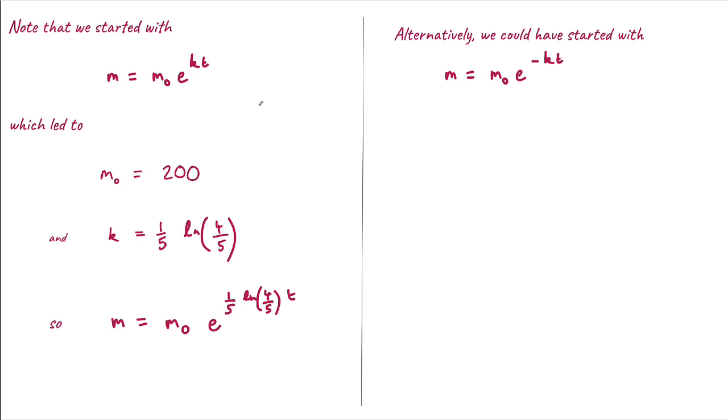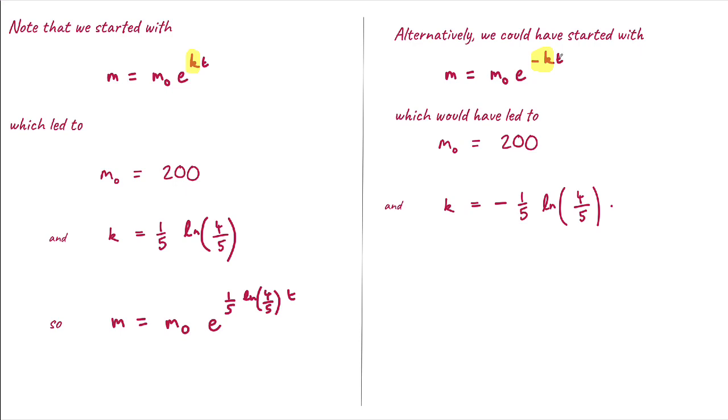However, we equally could have started with this equation. So instead of k as the growth constant, we could have said that the growth constant is minus k. This would have led to the same initial value for the mass, m0 being 200, but it would have led to a different value of k, the same size of number, just with an extra minus sign.